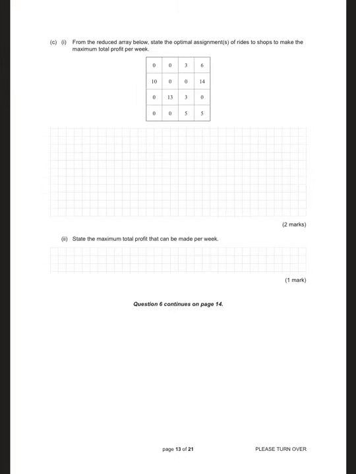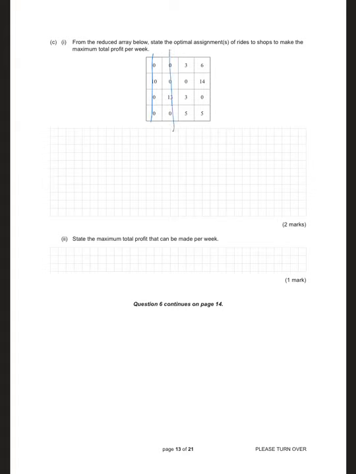So luckily for you, they did the maximization step for you already. Mostly, you just had to do part of it. From the reduced array below, so they're doing part of this for you again. State the optimal assignments of rides to shops to make the maximum total profit per week. So they're just getting you to skip over and cover the zeros. So it's the most I can hit. I can hit 3. I can hit 3 again.